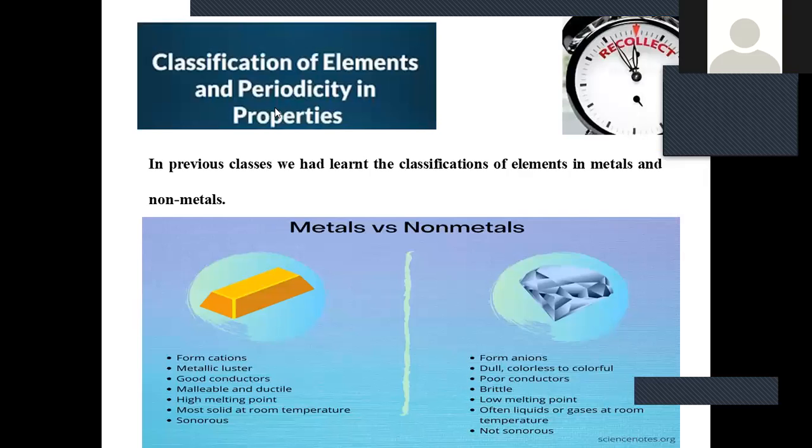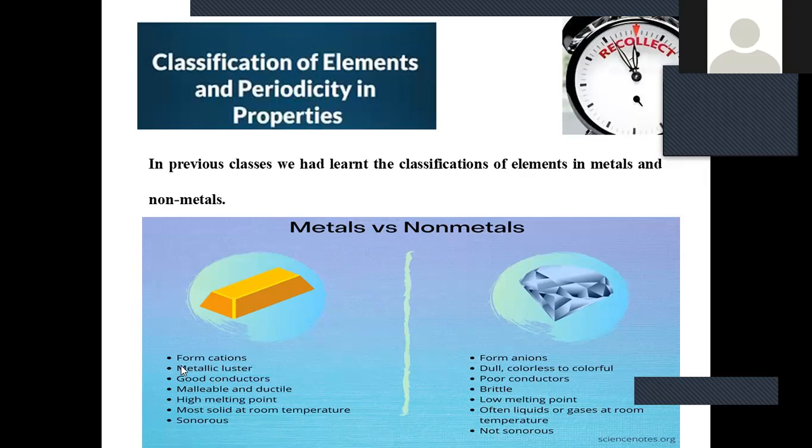Now, classification of elements. In the earlier classes, you already learned about the classification based on their metallic properties. Some of the materials may be regarded as metals and some other materials may be non-metals in nature. On which basis did metals and non-metals get classified? Here the simplest examples are provided to us. Both belong to valuable materials in our daily life. One is gold, that is a metal, and the second is a diamond, which is considered as a non-metal.